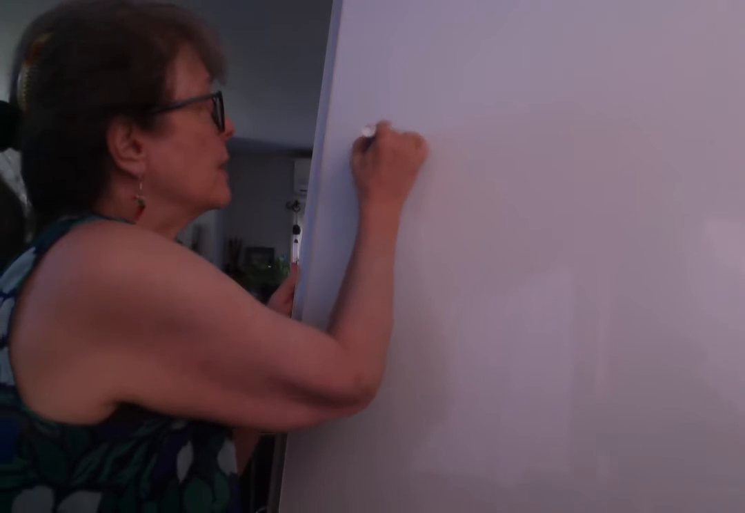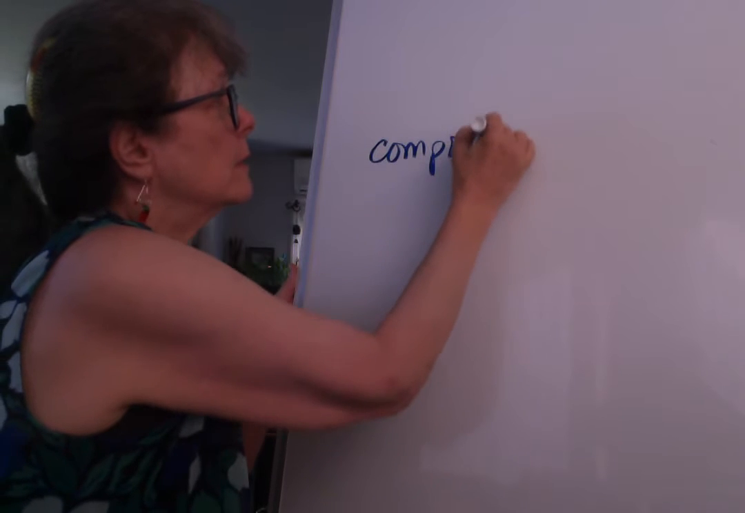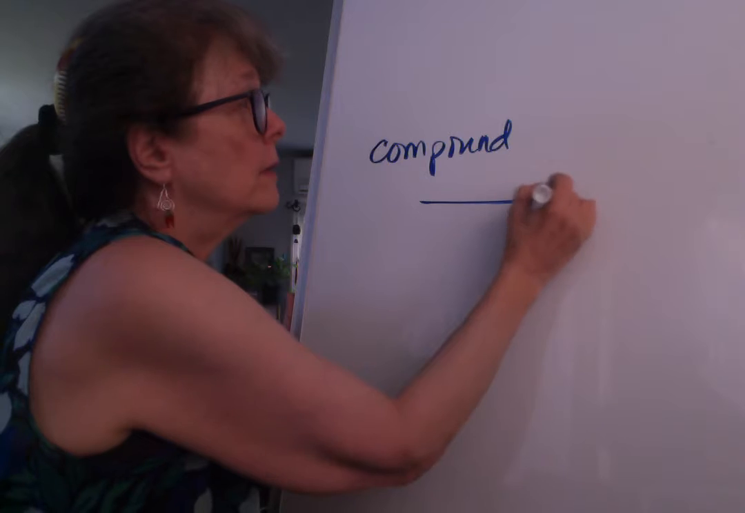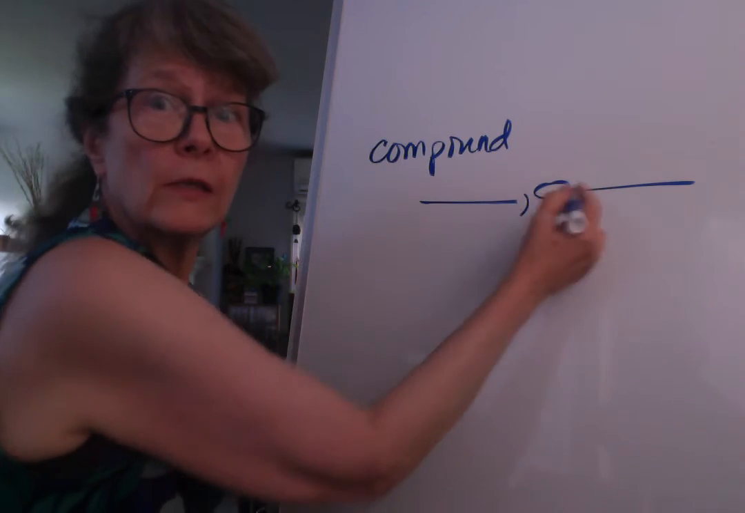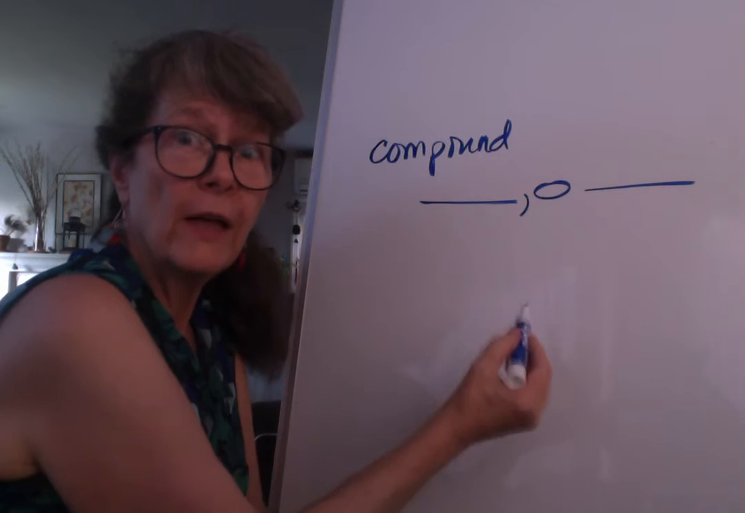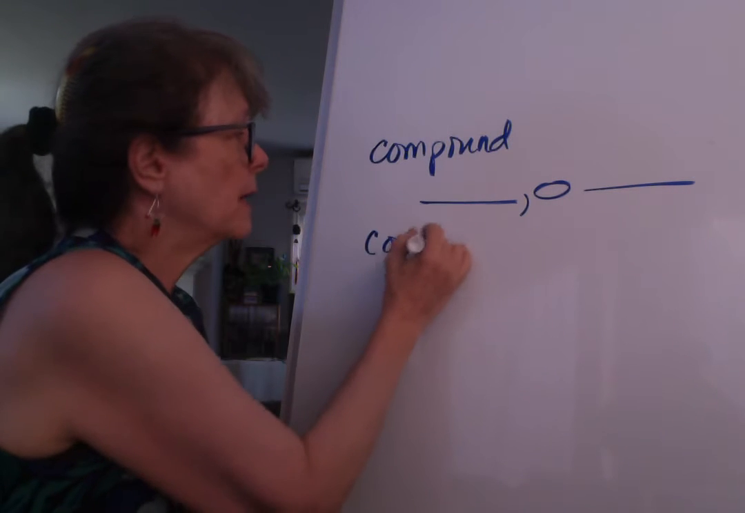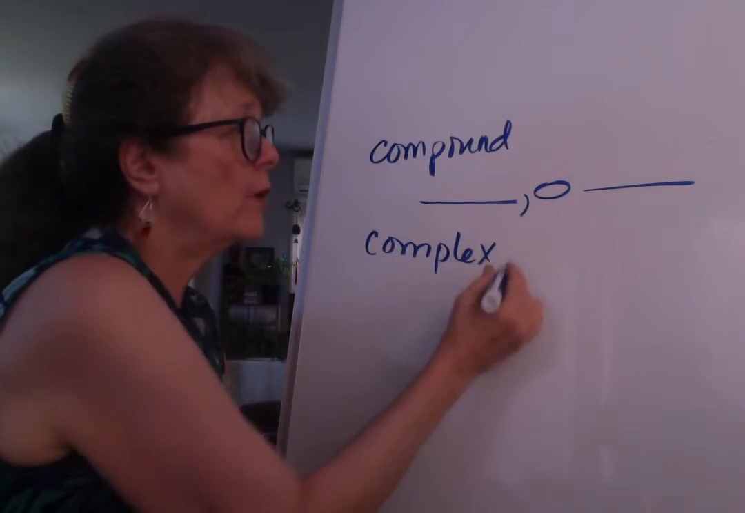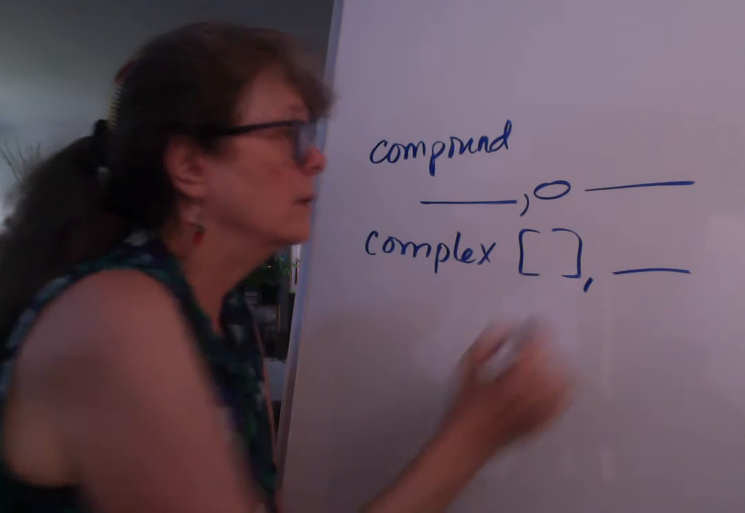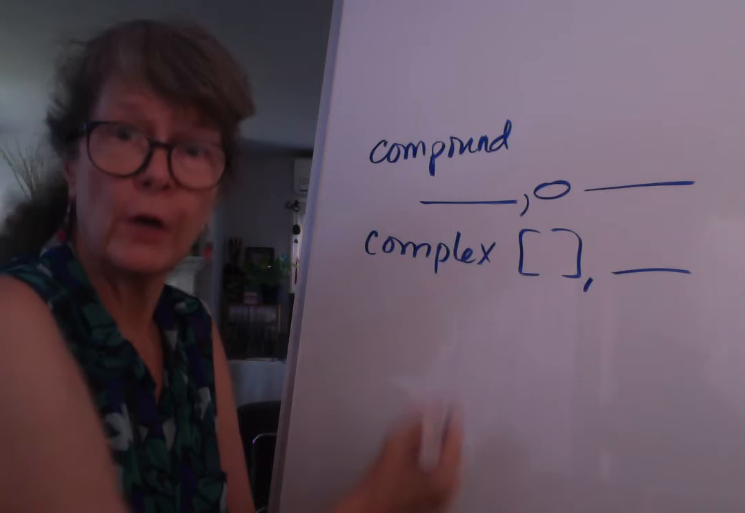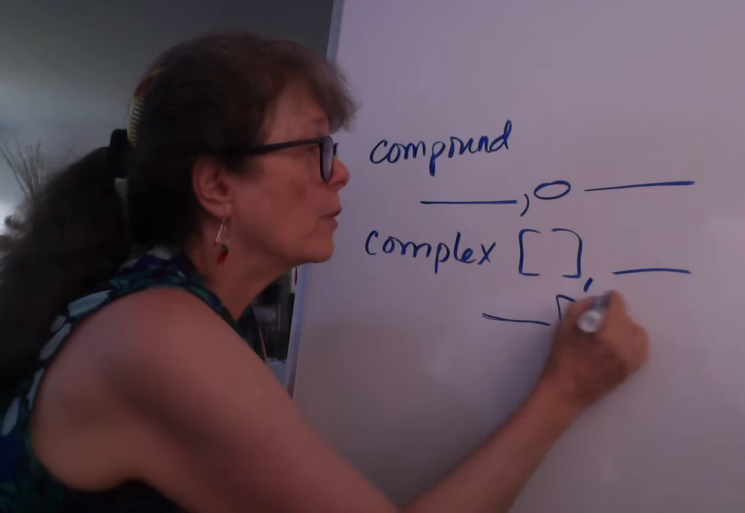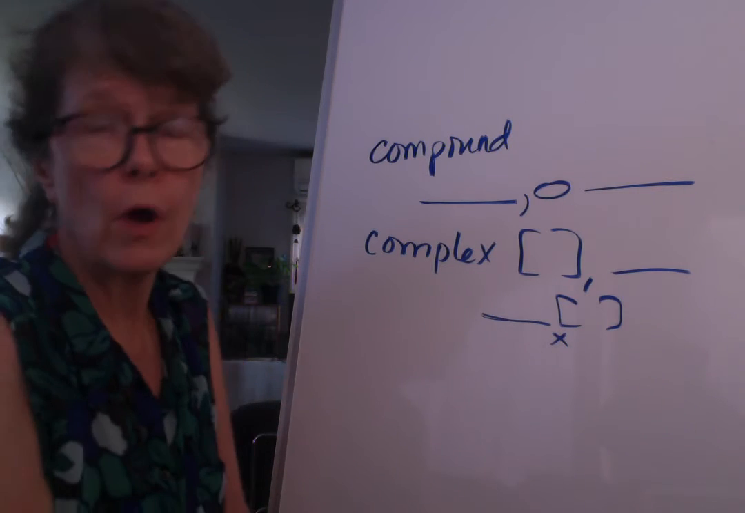Remember that in a compound sentence, we have two main clauses joined by a coordinating conjunction, and we have a comma when we have that structure. Or when we have a complex sentence, if we have a subordinate clause that comes first, before a main clause, we have to put a comma there. If the main clause comes first, before the subordinate clause, there's no comma there.